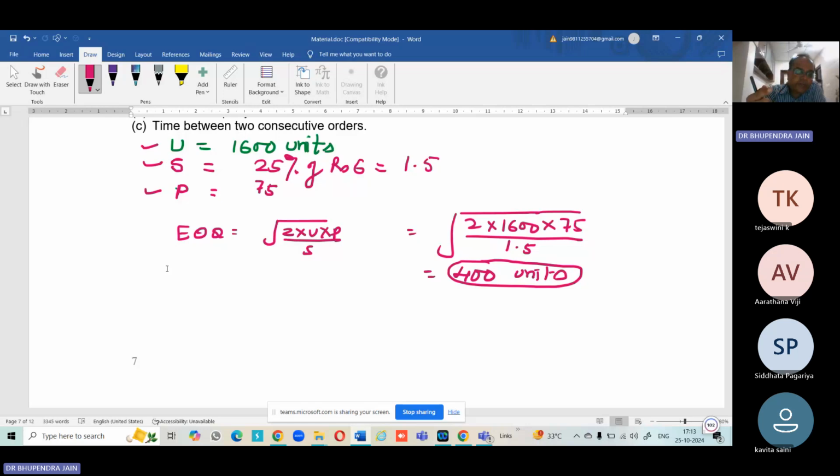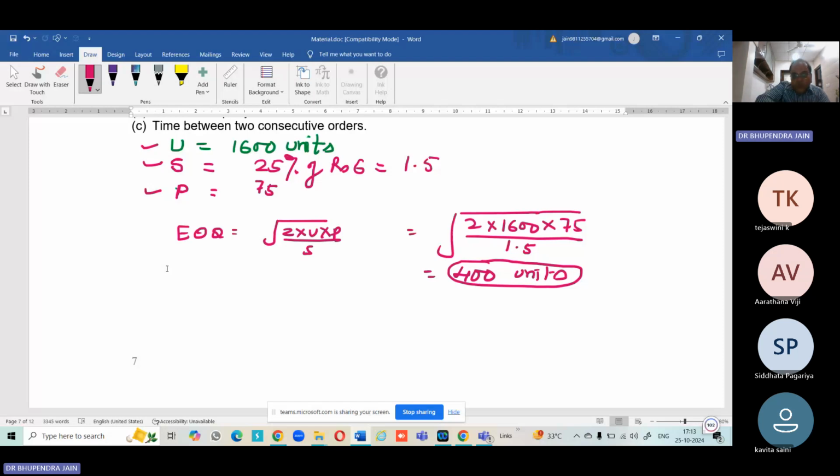But whenever the company purchases less than the 400 quantity or more than the 400 quantity, that means this will not be economical. Definitely cost will increase. So economic order quantity is an optimum quantity. At that level, storage cost and ordering cost will always be minimum.